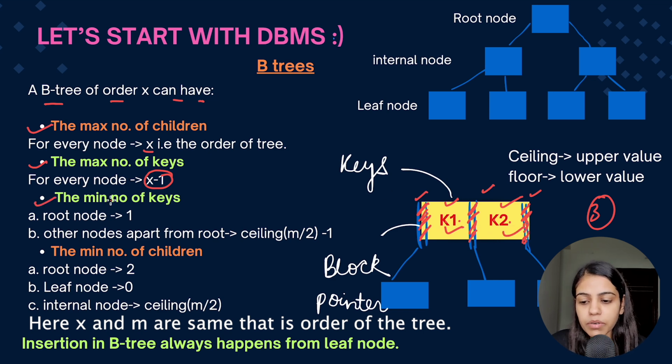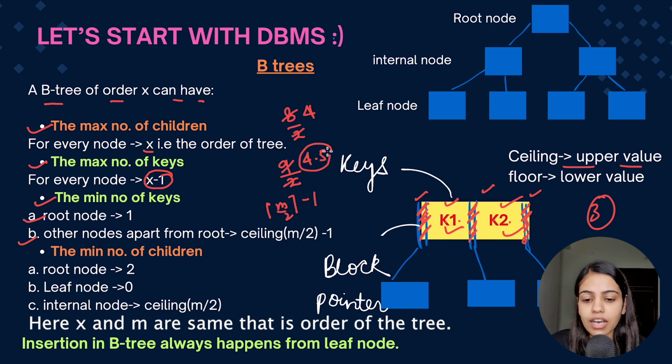Now coming to the minimum number of keys. The root node can have a minimum of 1 key. The other nodes apart from the root can have ceiling of m by 2, minus 1. Now what is this ceiling? Ceiling tells us the upper value. So consider if I am dividing 8 by 2, it gives me 4. But consider I am dividing 9 by 2, it gives me 4.5. So it will take the upper value of 4.5, that is 5, and 5 minus 1 gives me 4. So whenever we want to find the minimum number of keys, for the root node it will always be 1. For other nodes it would be ceiling of m by 2, minus 1.